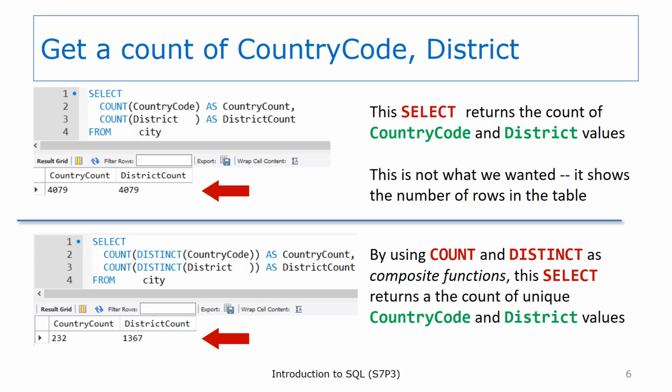So in this example, the count with distinct for the country code first gets all of the unique country code values in the city table. After getting the unique values, the count function provides the count of the number of unique values. The same process occurs for the district value. The unique set of district values is obtained first, then the count function is applied to that set of unique values.